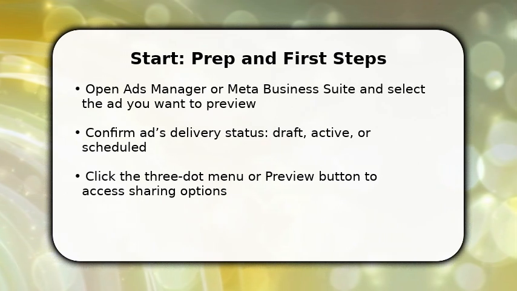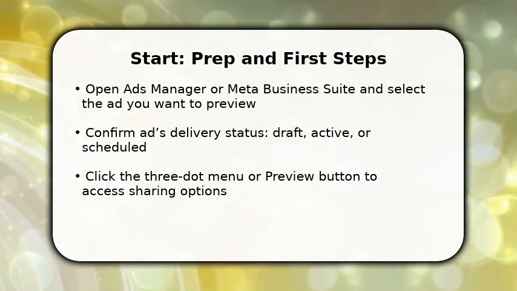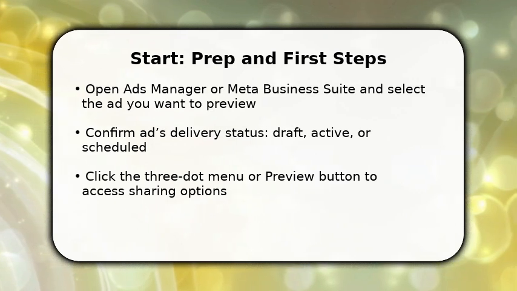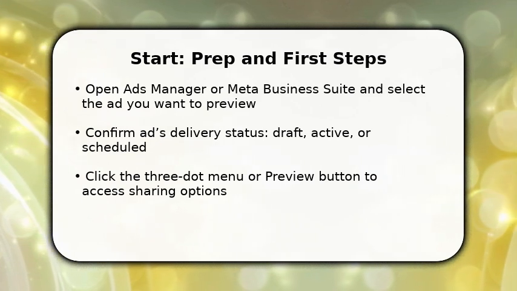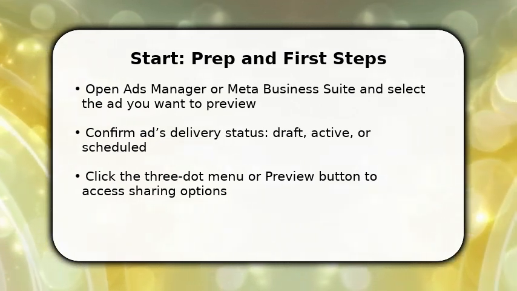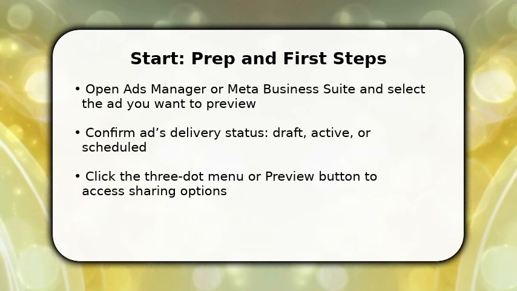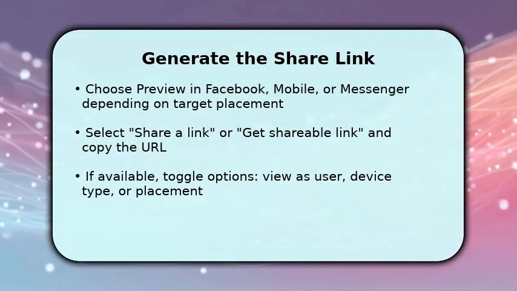Next, click the three-dot menu or preview button on the ad row to reveal preview options. Make sure the ad creative and destination URL are final before continuing, because the preview reflects live assets and settings immediately. Now generate the actual link.